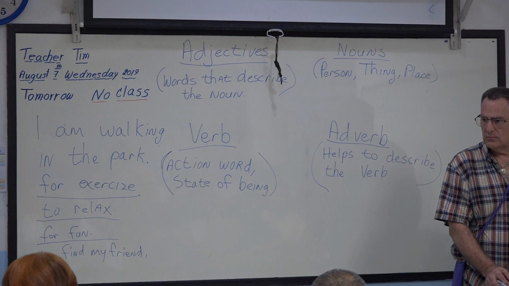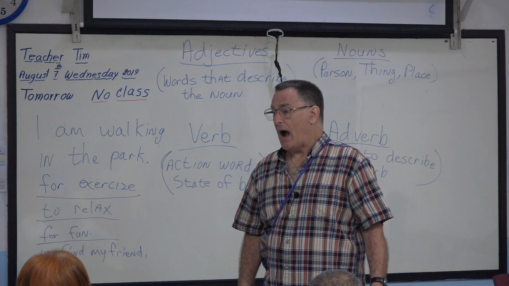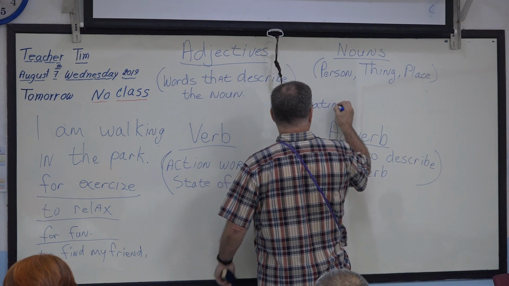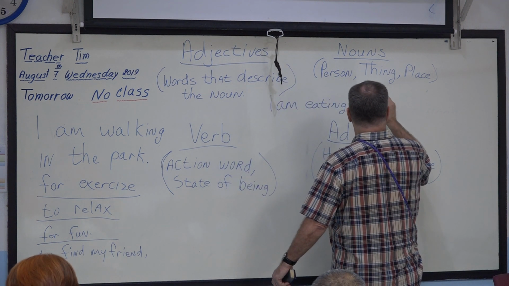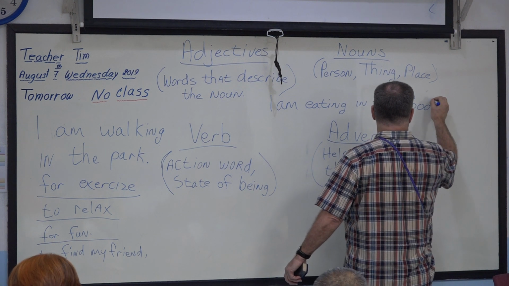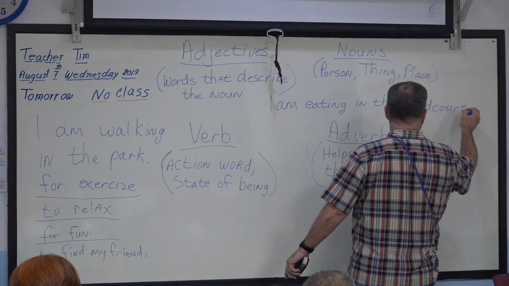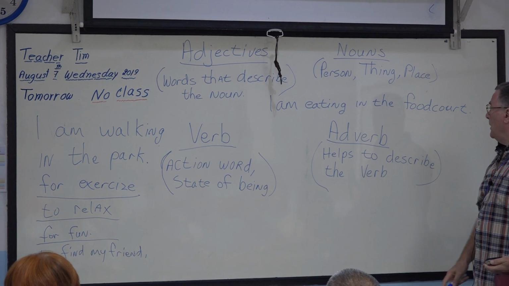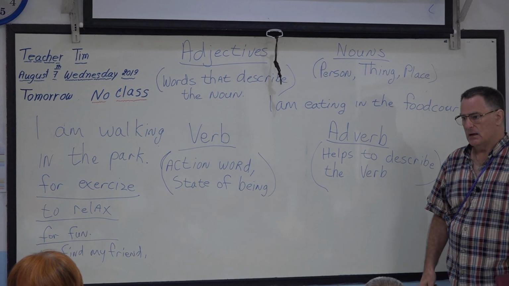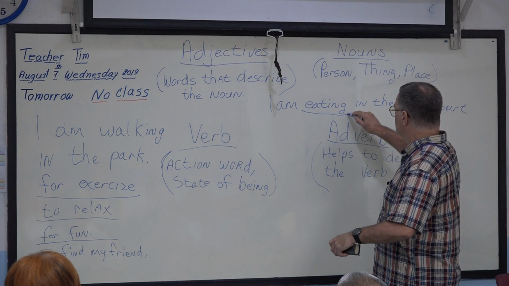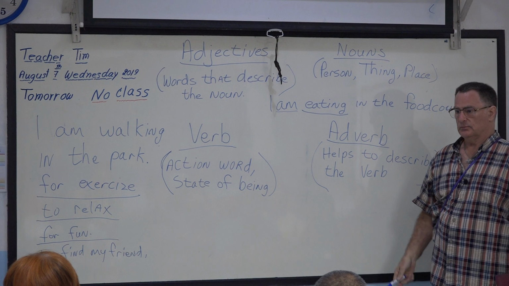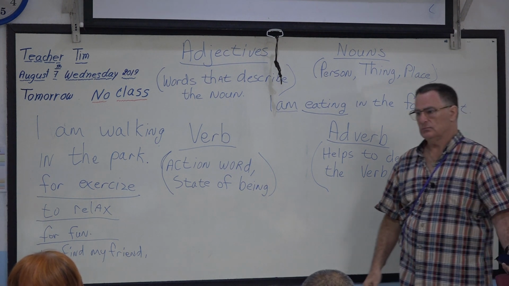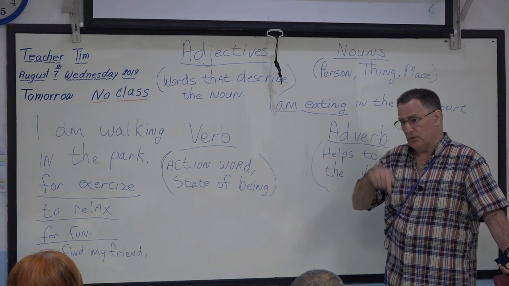I am eating in the food court. You are? I am eating in the food court. Okay, what is your verb? Eat. This is part of it. This is also a verb. What kind of verb is this? Verb to be, yes, because you are doing it right now.